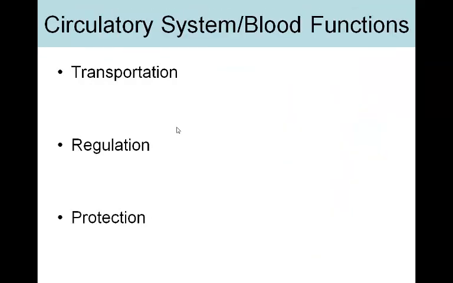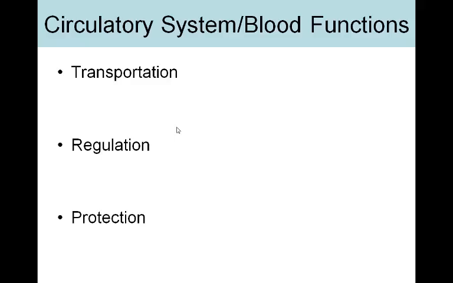The next thing I want to talk about are the functions of blood, or you can call these the functions of the circulatory system, since blood is a part of the circulatory system. So we can separate the functions of blood into 3 general categories: transportation, regulation, and protection. You're probably familiar with some of the things that blood transports. All of your freshly absorbed nutrients that come in through your intestines are transported through your bloodstream. Things like glucose and proteins and vitamins and minerals and water. That's all transported within blood.